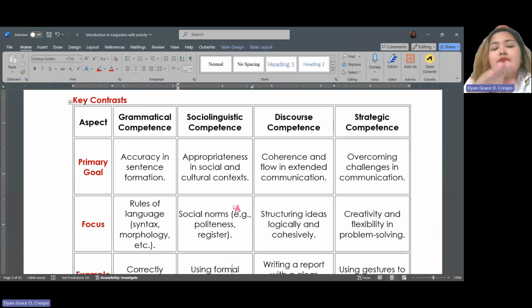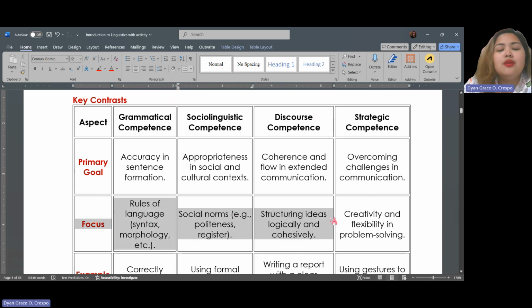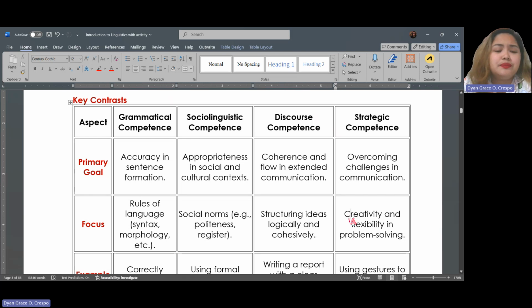As you can see, they are different because one is about accuracy, the second is appropriateness, and discourse is coherence and flow, while strategic is what you use to strategize and overcome different situations. That's why the focus of grammatical competence, of course, is the rules, how the word is formed, how the sentence is constructed, lower level.